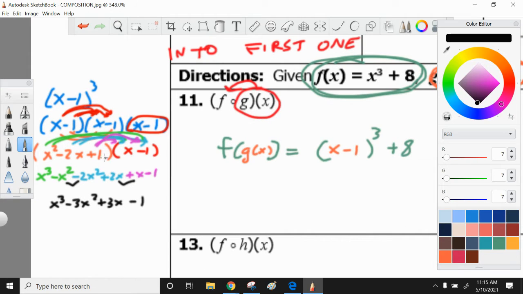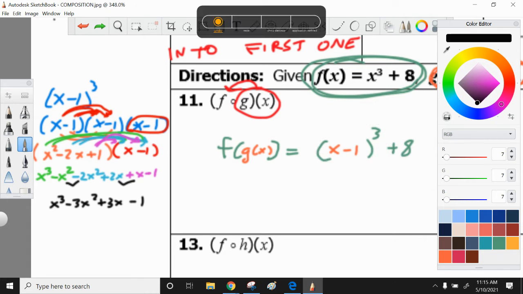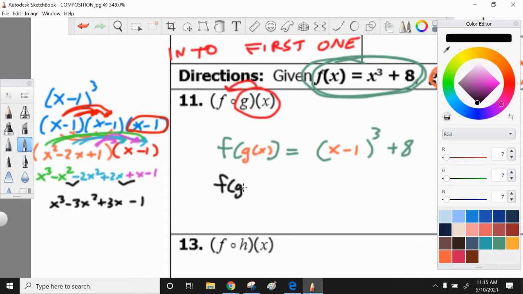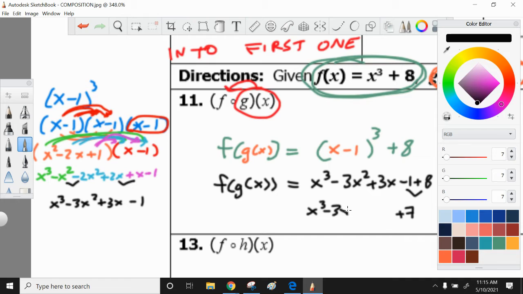Now, what I've just done right here is all of this. But I've still got the 8 that has not been included in any of that yet. And so you just need to really focus on being careful, not forgetting anything, not leaving anything behind. It's just very Algebra 1 heavy, very order of operations, very PEMDAS, very combining like terms. Obviously, we need to combine these two, and we'll get positive 7. So our final answer should be x cubed minus 3x squared plus 3x plus 7.